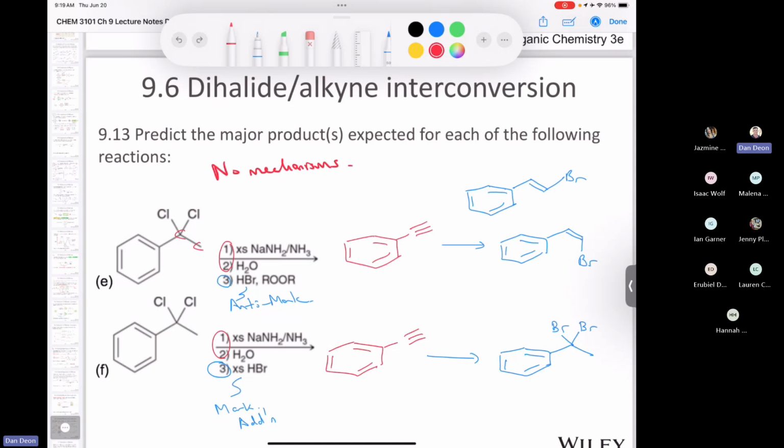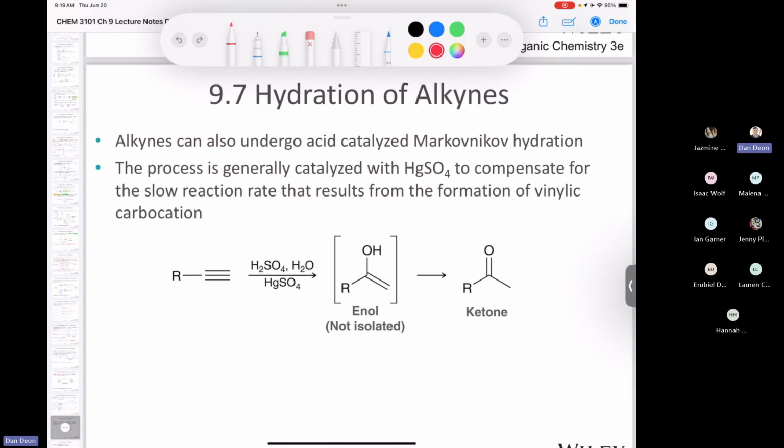Okay, so now that we've covered Markovnikov addition of a halo acid like HBr, HCl, HI, then we talked about anti-Markovnikov addition of HBr. Well, let's talk about hydration, right? Because we talked about Markovnikov addition of water across a double bond, and we talked about anti-Markovnikov addition of water across a double bond. So with that in mind, let's take a look at hydration. And it starts right here. Okay. All right. So hydration. Well, it turns out that we can do a Markovnikov addition of water and an anti-Markovnikov addition of water across an alkyne. So it says here, alkynes can also undergo Markovnikov hydration.